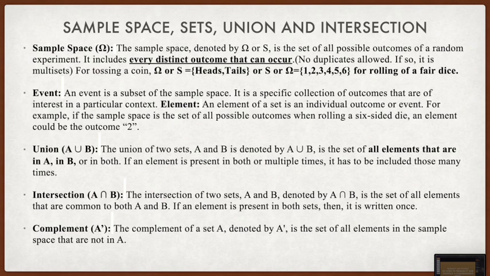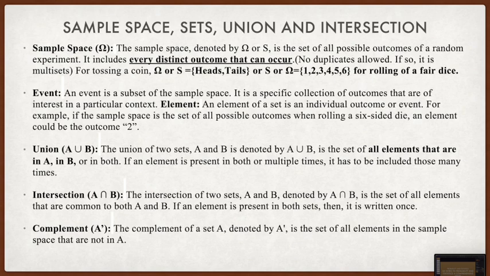If an element is present in both or multiple times, it has to be included that many times. Mostly it will not be there, because in normal cases, except for multi-sets, it is not going to be there. A union B is going to have the elements that are in A and B. A intersection B is the set of all elements that are common to both A and B. This is common to both A and B, and this is the union of A and B. And complement means it is the set of elements in the sample space that are not in A.